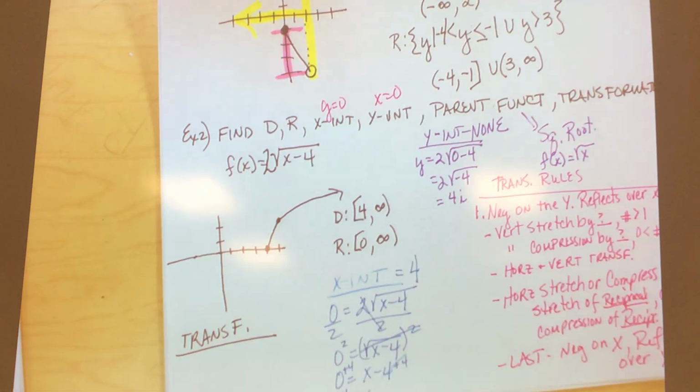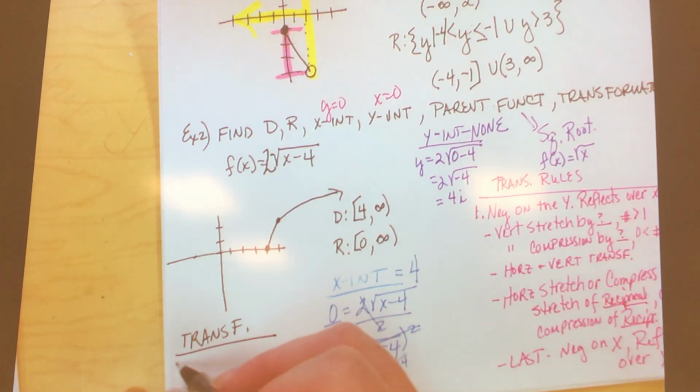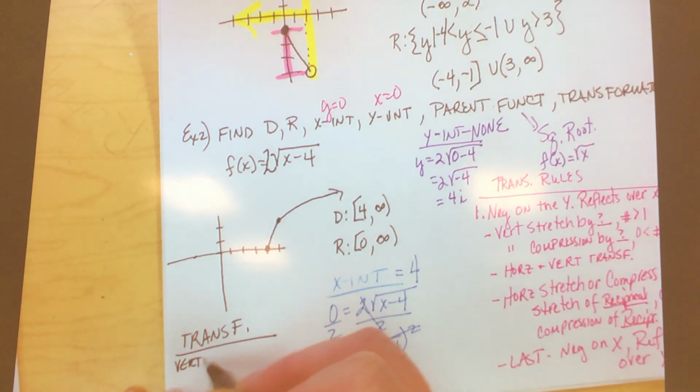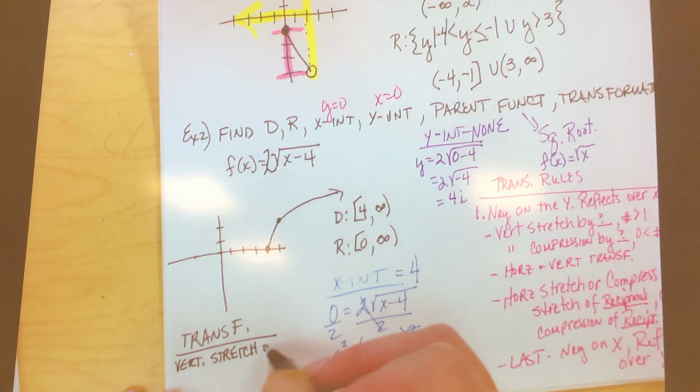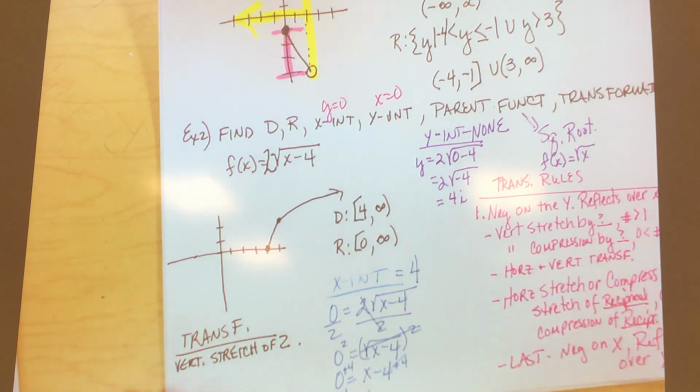Okay, so is there a negative on the Y? No, so I don't need to do that. Do I have a vertical stretch or compression? Yes. What is it? Correct. So I have a vertical stretch, what? Very good. Stretch of 2, okay?